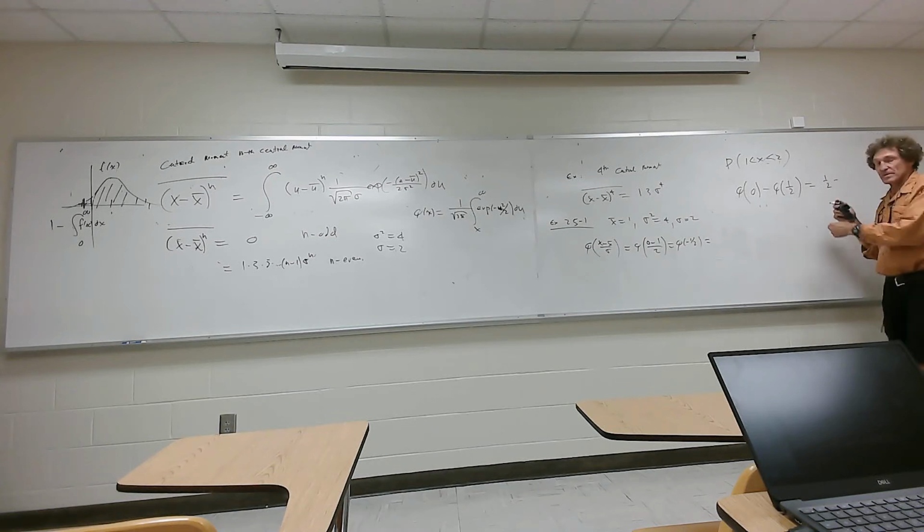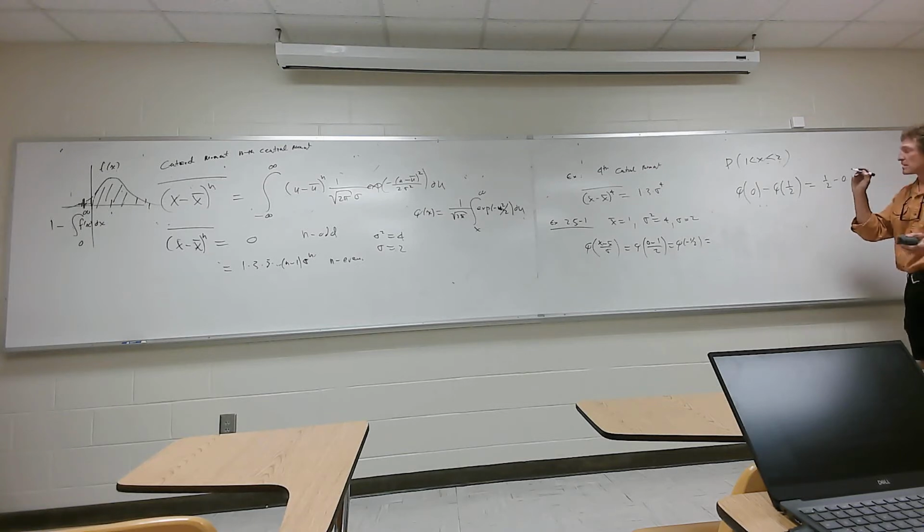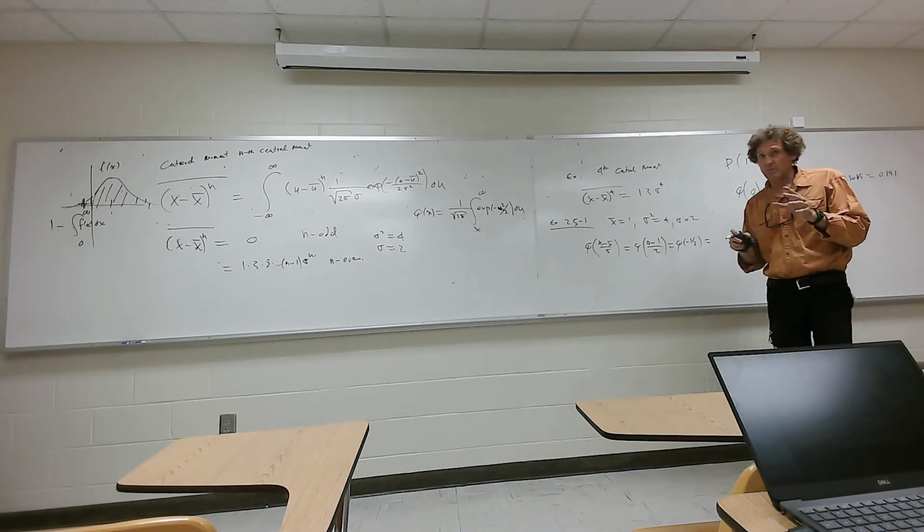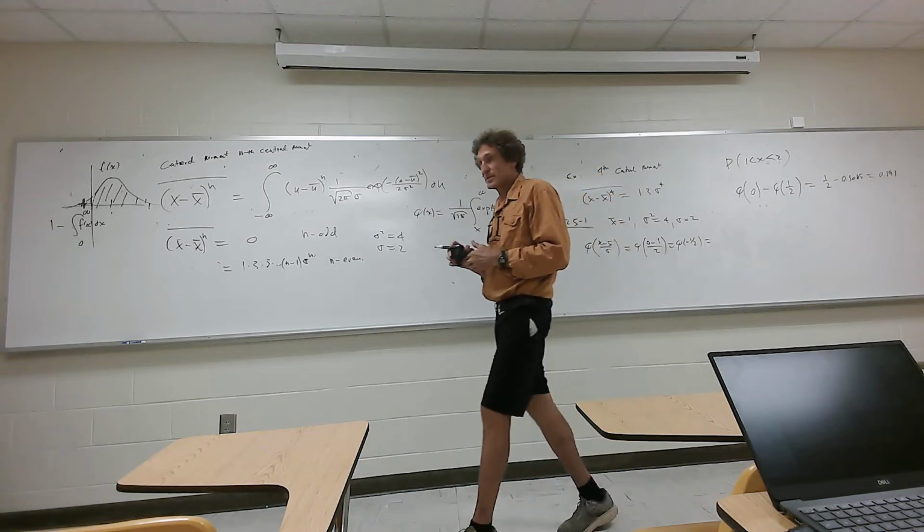Minus, what is this from the tables? 0.3085. 0 point what? 3085. And I don't know what that is, but 0.1915. You can use tables if you want, but your calculator should be able to do all this very quickly. And that's the reason I'm saying.